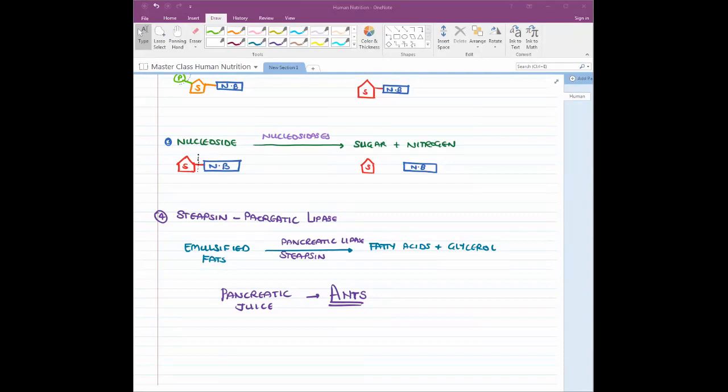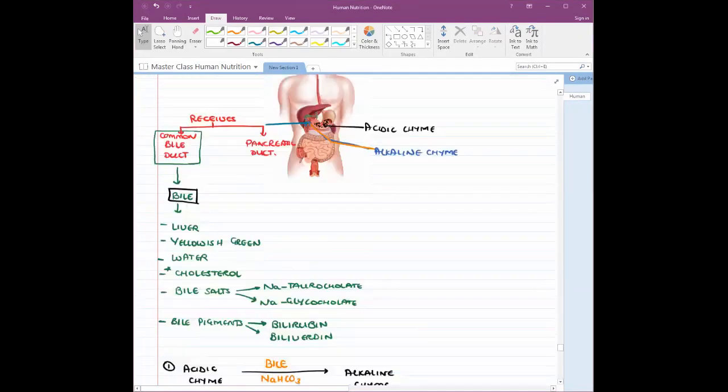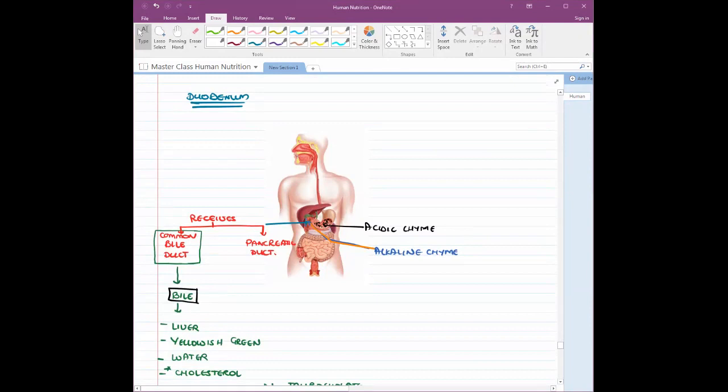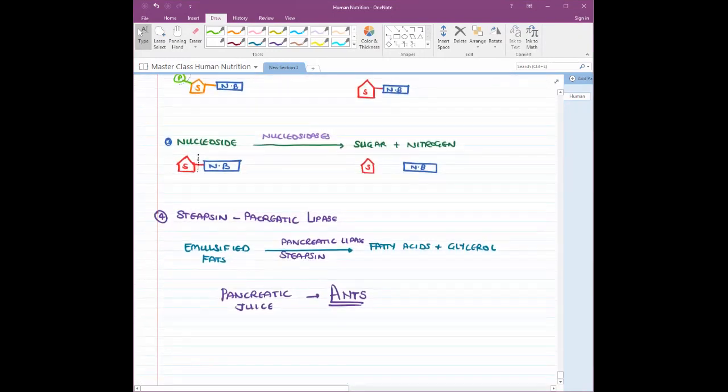So now, guys, where are we? We were in the duodenum. Everything was happening in the duodenum. Now, from the duodenum, guys, we are going to go down into your ileum region. So let's try to see.